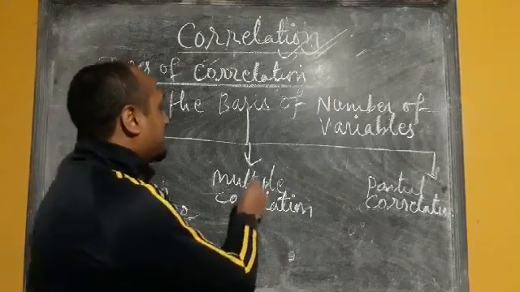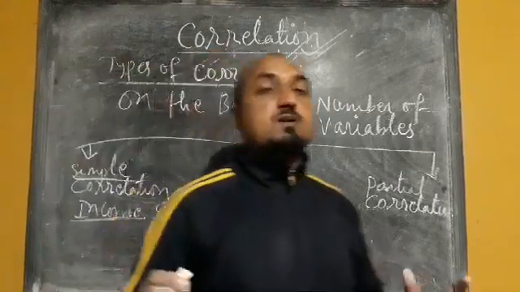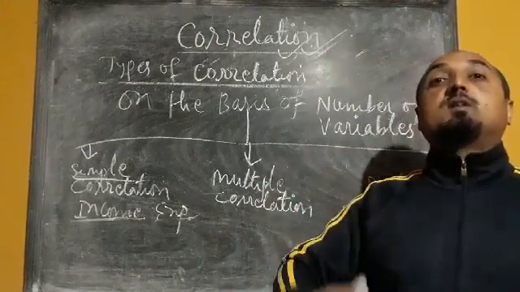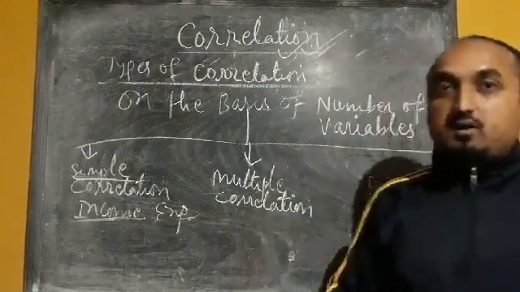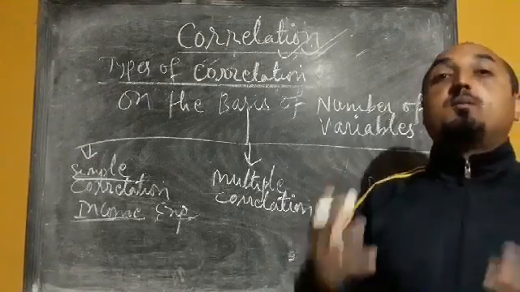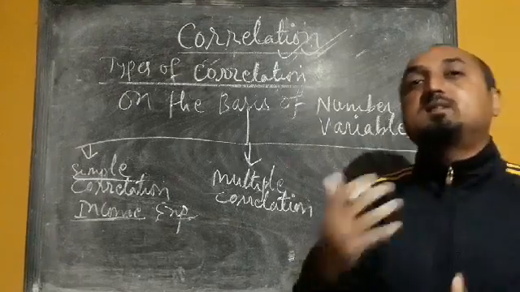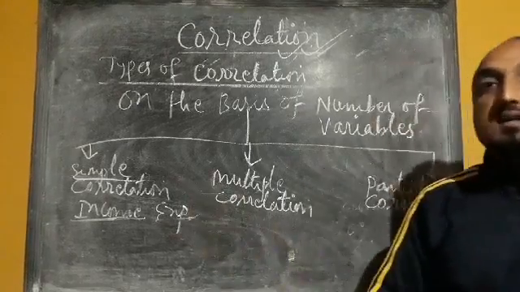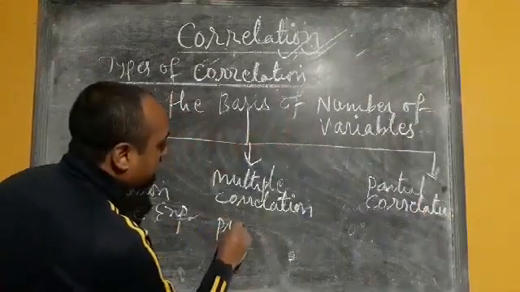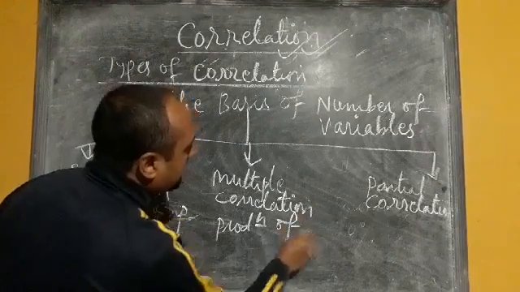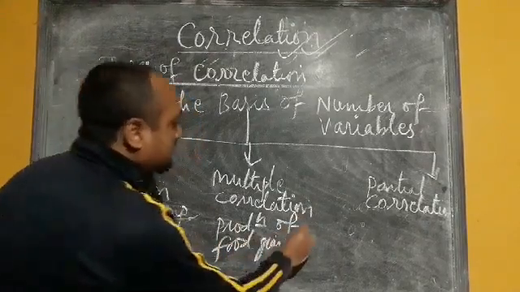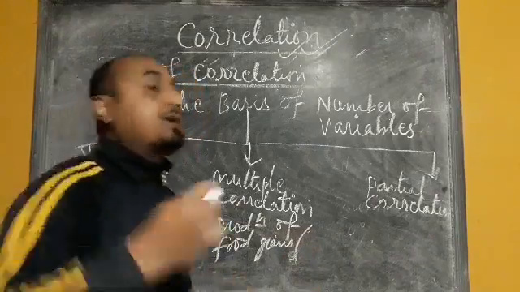Now next one we have multiple correlation. In the case of multiple correlation, we can see the influence of more than two variables at the same time. More than three variables have an impact on each other at the same time. Let's consider production of food grains. This production of food grains depends on many variables.